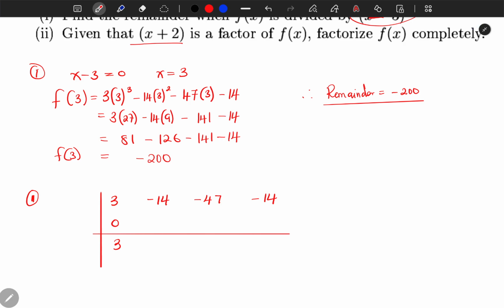Then our factor, since x plus 2 equals 0, you get x equal to negative 2. So this is what we're going to put here, negative 2. So 3 times negative 2, what do you get? Negative 6. You add them, you get negative 20. Negative 20 multiplied by negative 2, you get 40. And negative 47 plus 40, what do you get? Negative 7. Negative 7 times negative 2, we get 14. And we get our answer 0 when you add them, which is true.